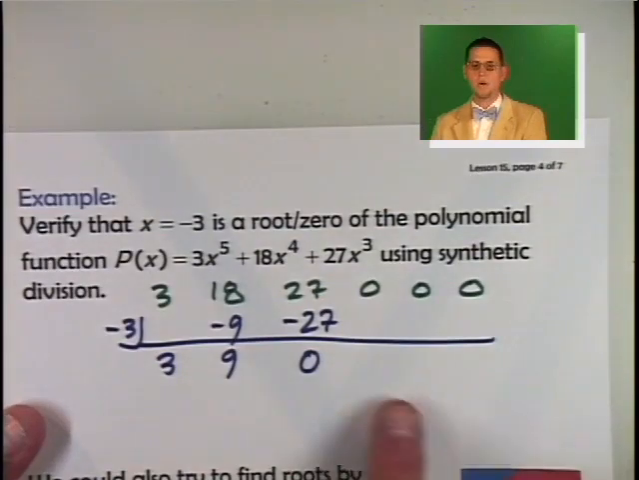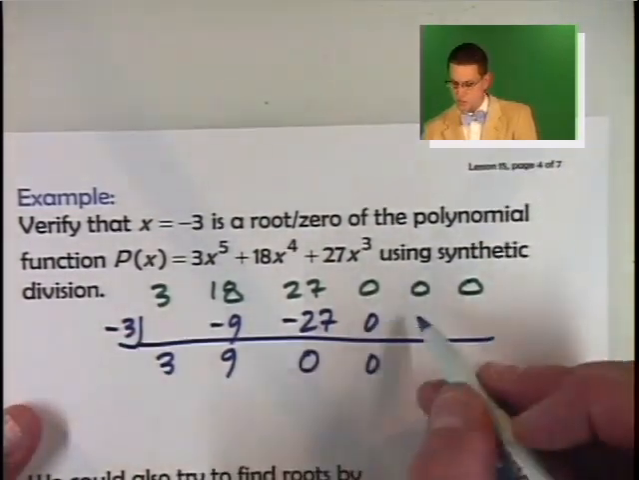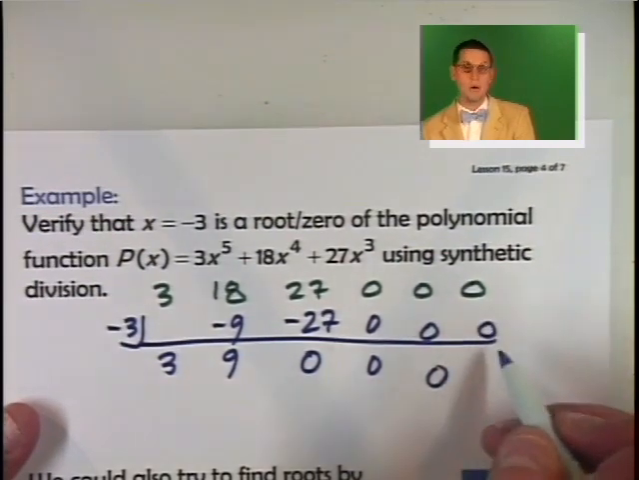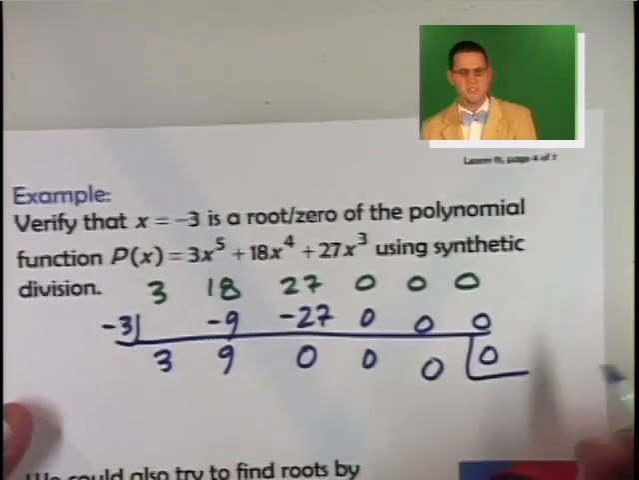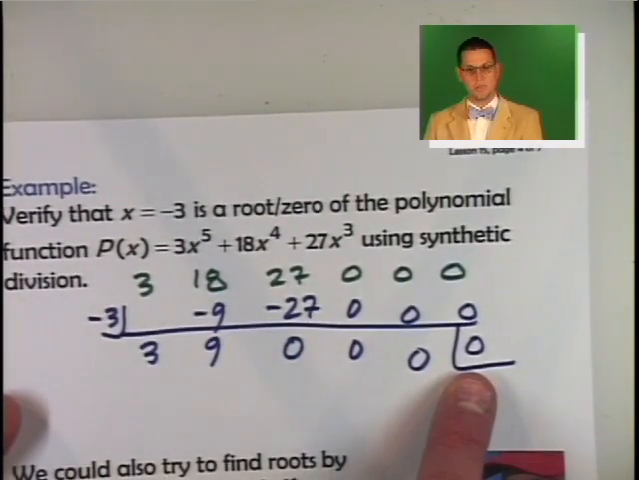We get a 0 here already, but we're not quite done. 3 times 0 is 0. We add, we get a 0. Times -3 is 0. Add, get a 0. 0 times -3 is 0. Add, and you get a 0. So there's a bunch of zeros there at the end, but we had to go through that operation. This 0 now is the remainder.